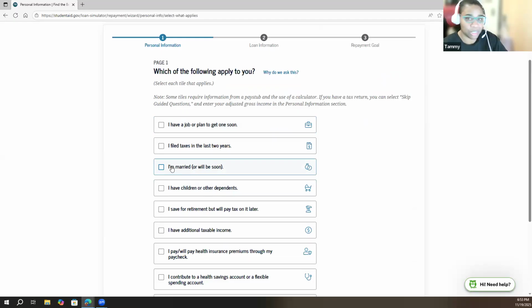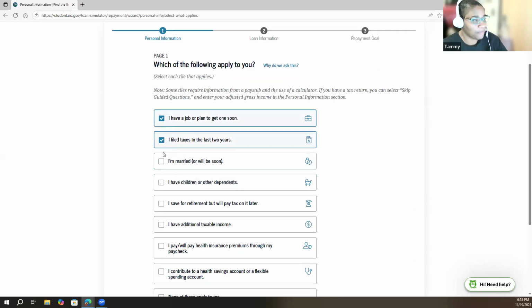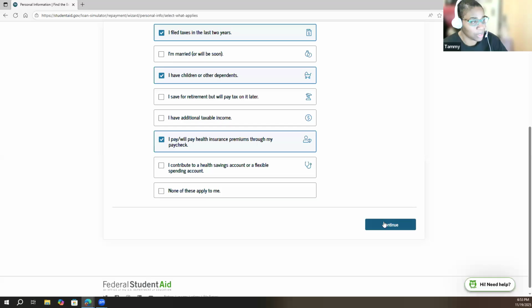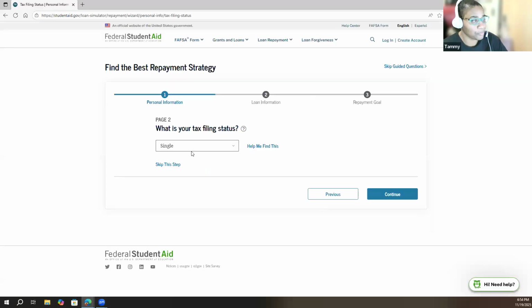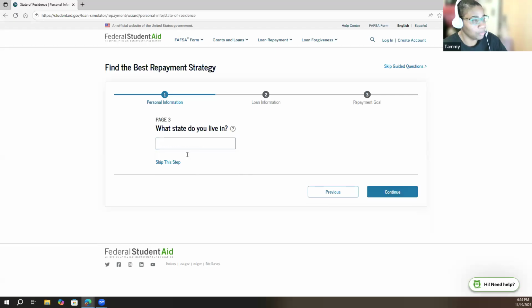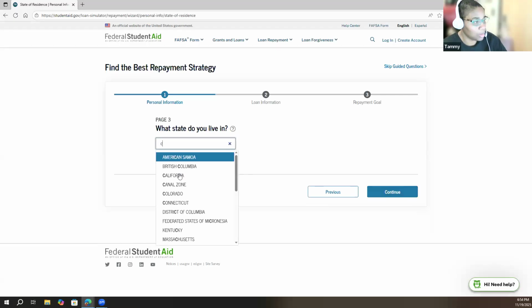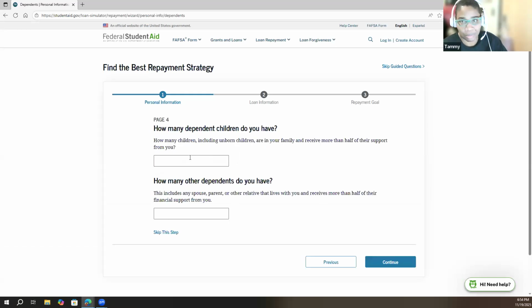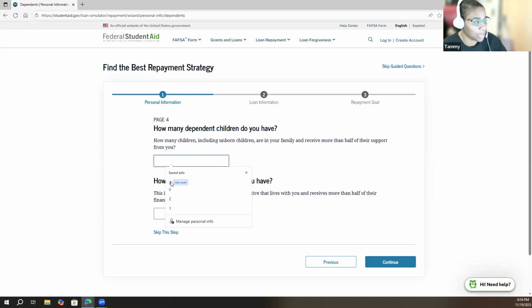Now, mind you, some things are going to already populate because you're logged in. So we're going to put I have a job, I filed taxes, I have children or other dependents, and then I'm just going to put I pay health insurance, and then I'm just going to hit continue. Okay. Filing status, I'm going to put head of household, continue, state, California. Continue. And mind you, all this is going to populate once you sign in.